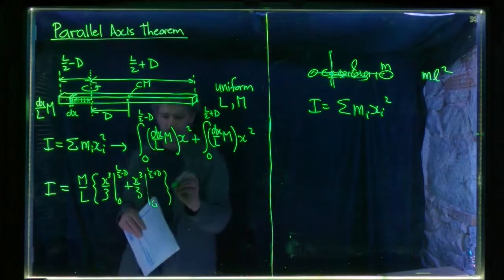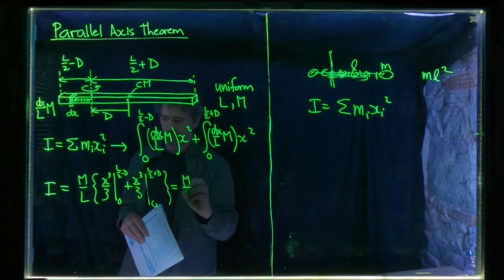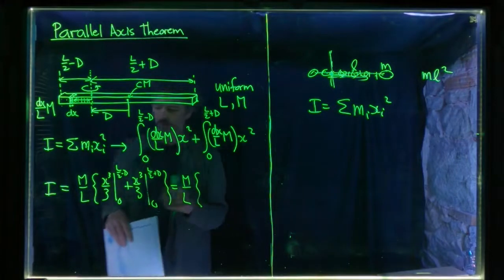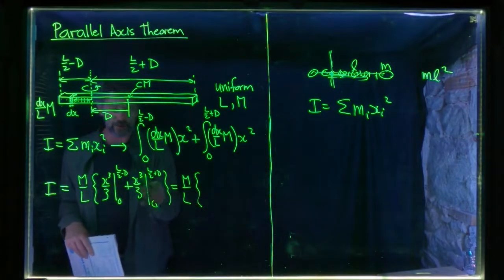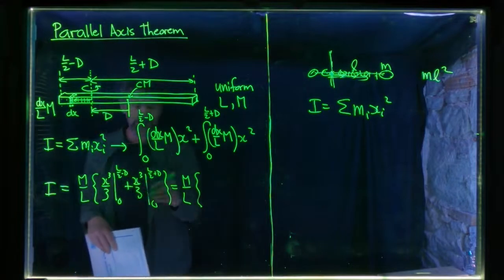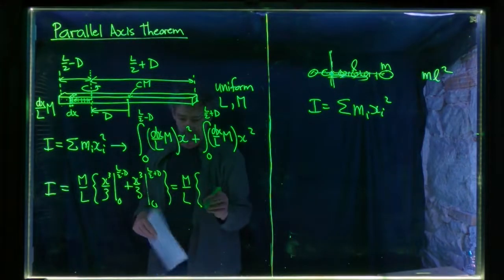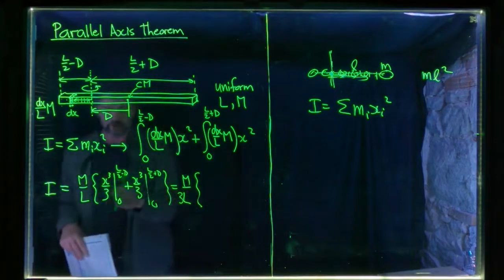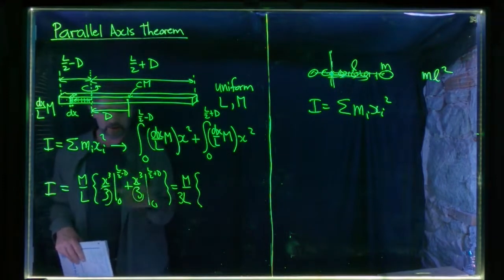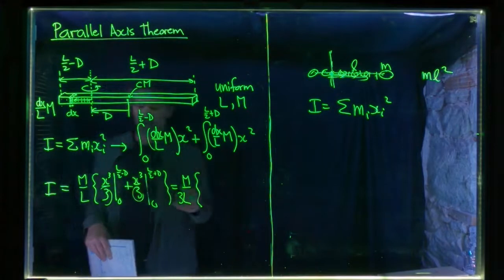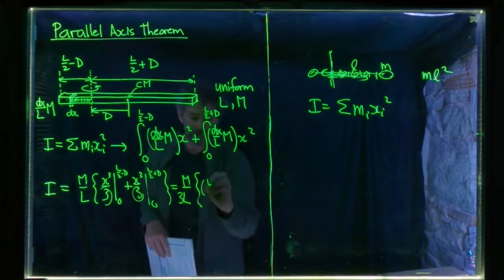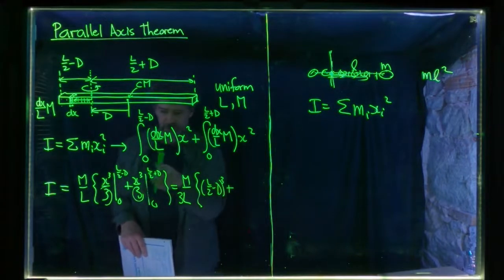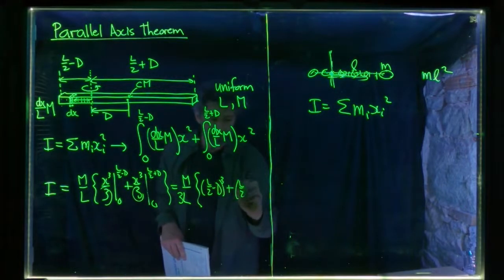And so what you get is m over L. When we evaluate at the bottom limit, that's just 0, so we just need to evaluate at the top limit. Let's actually take the 3 outside. So it's m over L, taking this factor of 3 outside, and it's just x cubed evaluated at L over 2 minus d. So that's L over 2 minus d, cubed, plus L over 2 plus d, cubed.